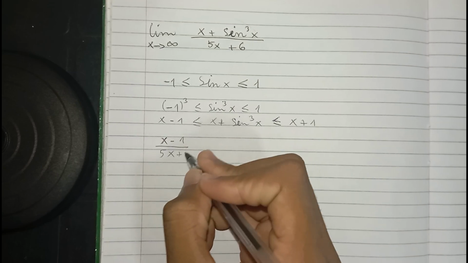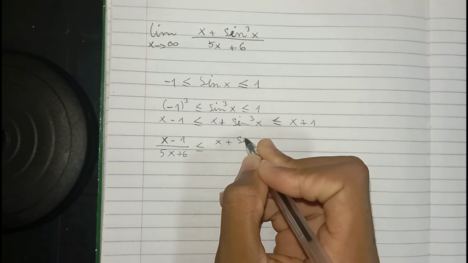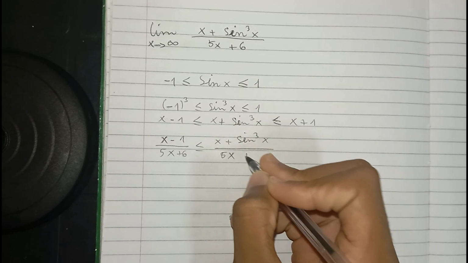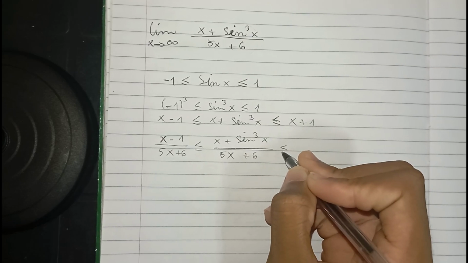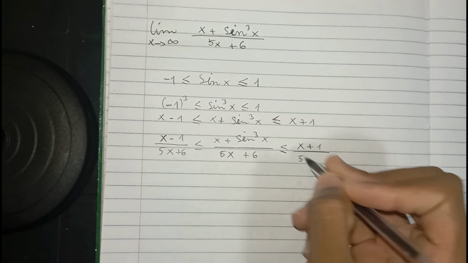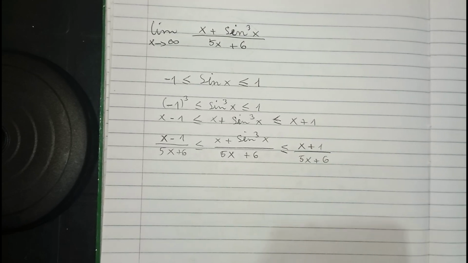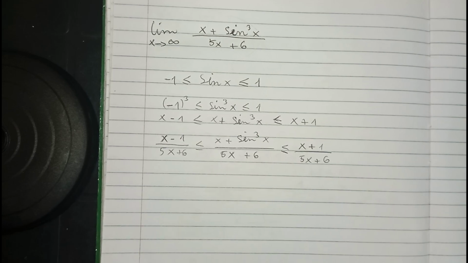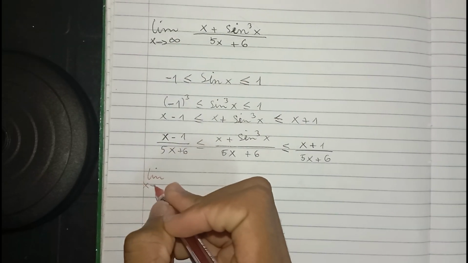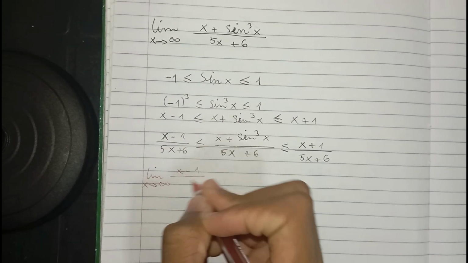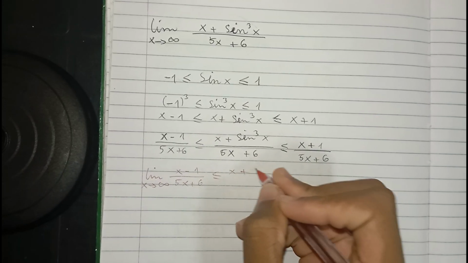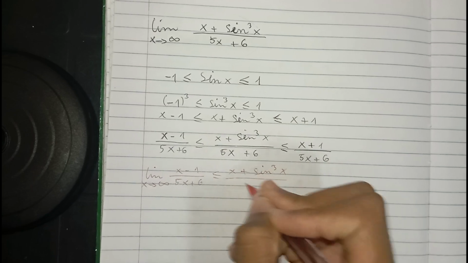So if I take this, I get this. Sine to the power of 3 over 5x plus 6 is less than or equal to this. Okay, so I can take limits now. Every single side here, limit as x approaches infinity, this plus x plus sine to the power of 3 x over 5x plus 6.